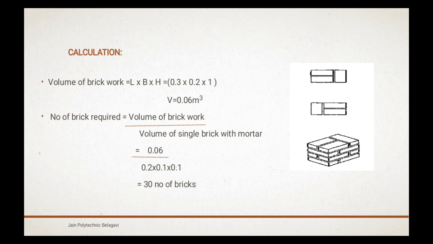So, calculation. Volume of brickwork is equal to length into breadth into height. So, length 0.3 into 0.2 into 1. So, volume is 0.06 meter cube. Number of bricks required is volume of brickwork divided by volume of single brick with mortar. So, volume of brickwork is 0.06 divided by volume of single brick with mortar, which is 0.2 into 0.1 into 0.1. So number of bricks is 30.